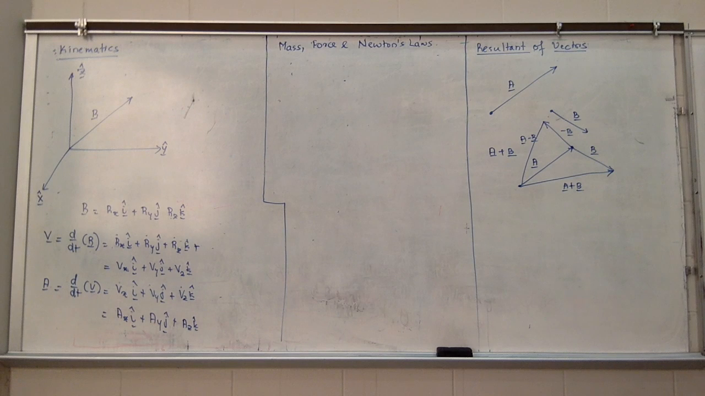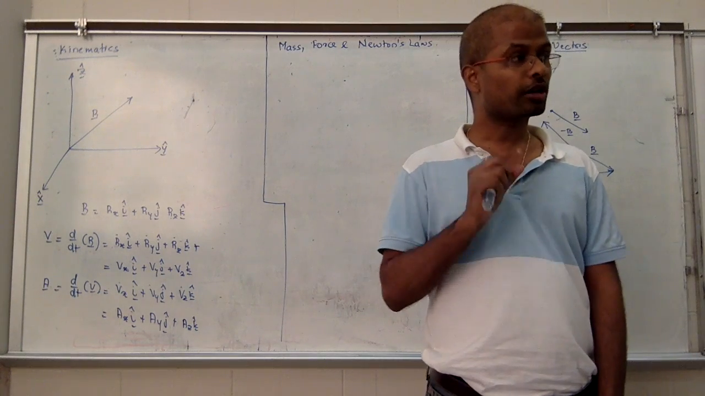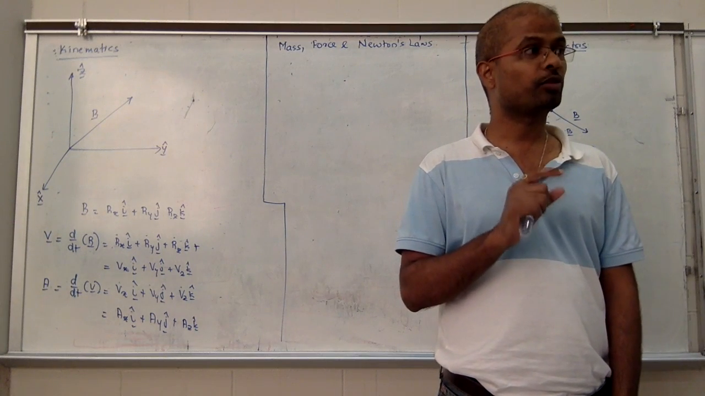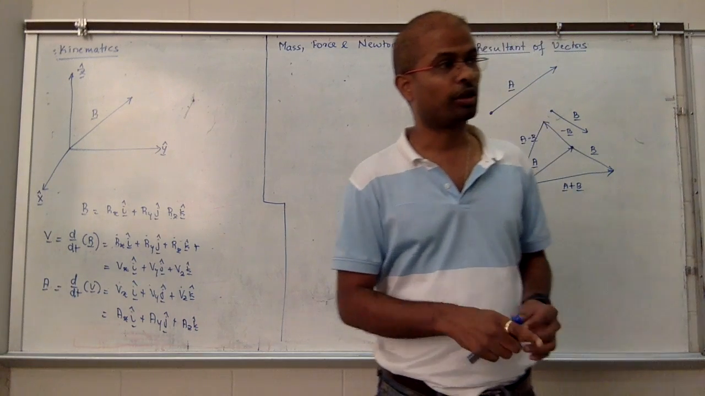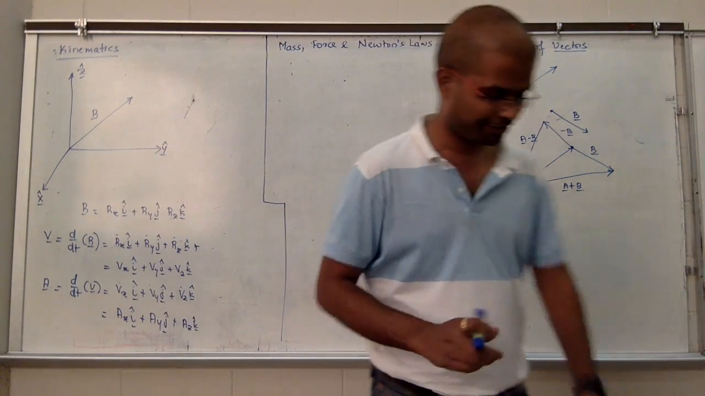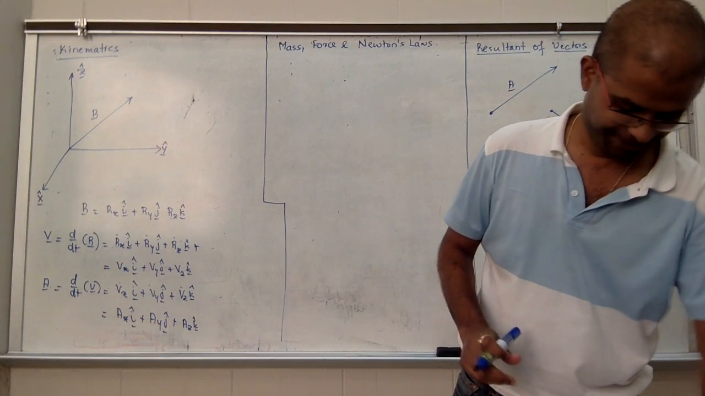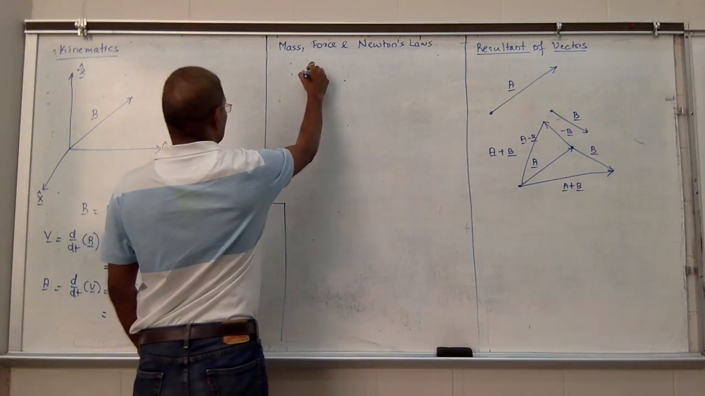Every body is attracted to every other body. There's a force of attraction between any two particles or any two bodies, and the force of attraction is directly proportional to the product of the masses and inversely proportional to the square of the distance between them. So you must remember this.